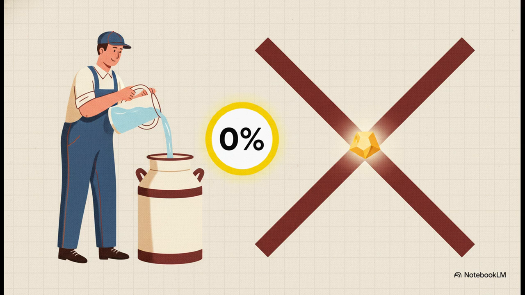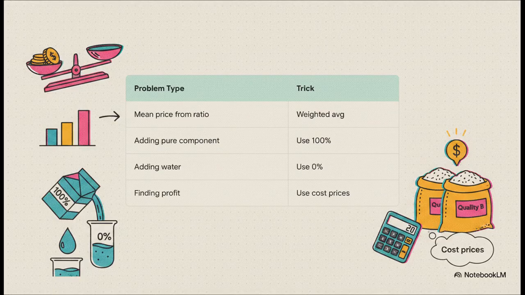And listen, here is a fantastic golden nugget to remember. If a problem states someone is adding pure water to dilute a mixture, always treat that pure water as a 0% concentration. Water costs nothing and has 0% of the target ingredient in it. Factoring that 0 into your cross makes the mental math incredibly fast. Think of this as your ultimate survival guide for basically every variation they can throw at you on exam day.